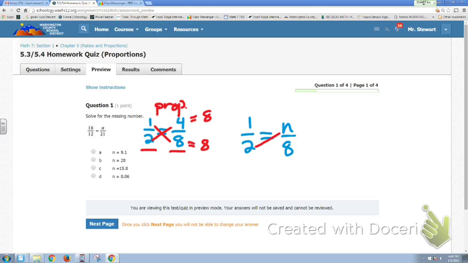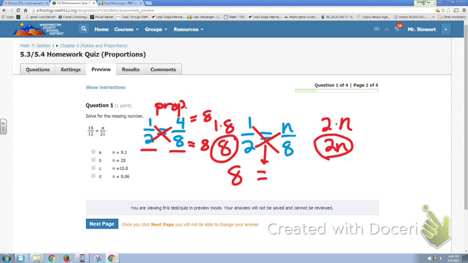So we could do 2 times n. Now remember, 2 times n is just equal to 2n. We can also do 1 times 8, and we know that 1 times 8 is equal to 8. Well, now take a look at this. We know that 8 on the left is equal to 2n on the right. So we just brought everything down, and this has just become an equation that is probably very easy for most people to solve.